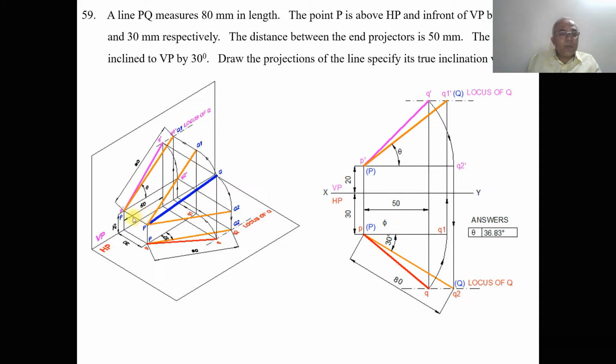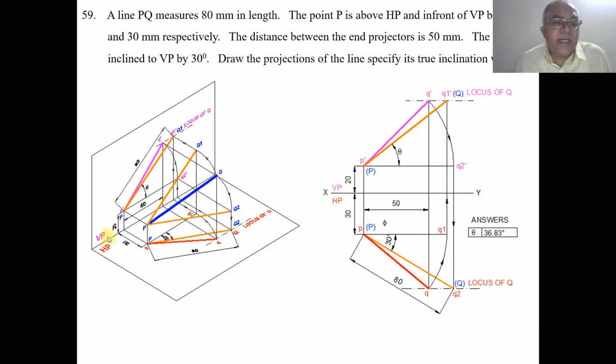Similarly, when you look from the top view, we can see the distance 30 mm in front of VP. In front of VP, it will be projected onto the horizontal plane, so you get small p here and also capital P. So you have a projector for P in the vertical plane and also in the horizontal plane. Then the line PQ measures 80 mm in length, which is inclined to VP at 30 degrees. So he has given the true length and the true inclination in the top view.